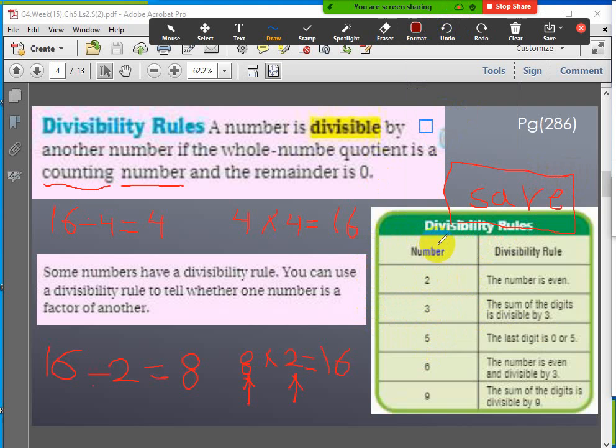Look, if I want to divide a number by 2, girls, stop typing on the chat, please, and focus with me.